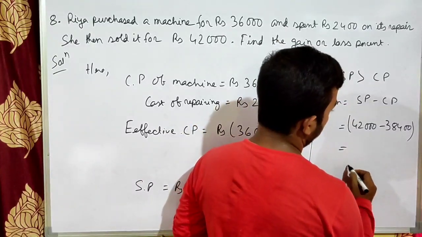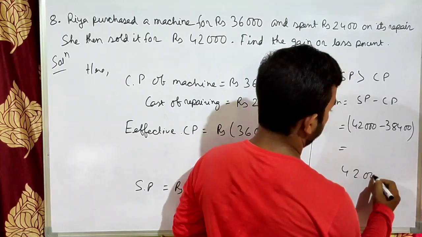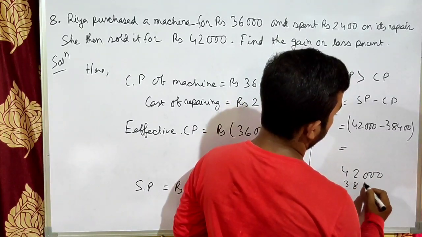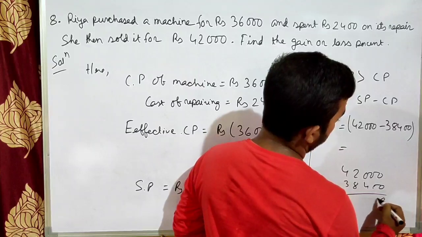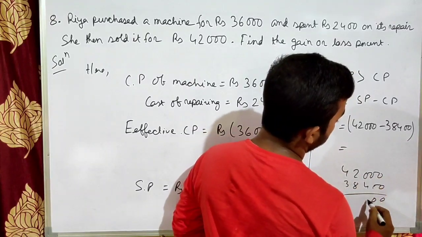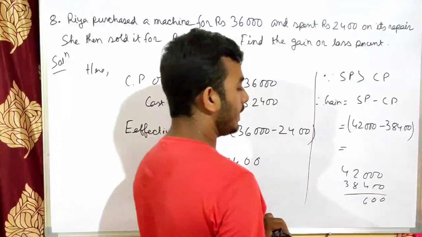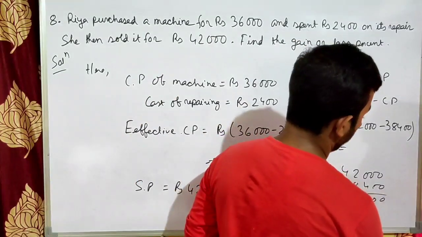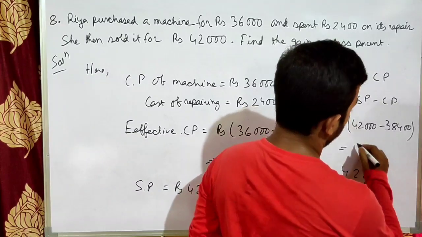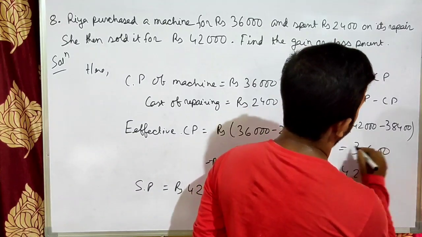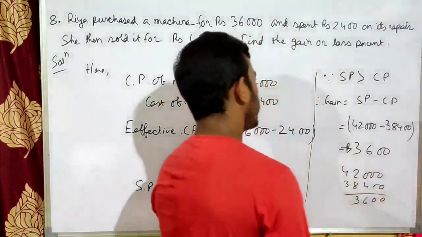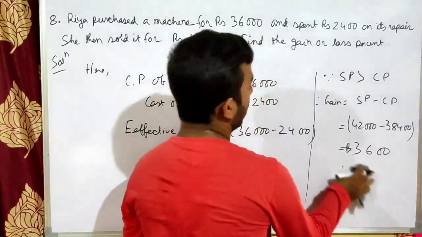So let's subtract 42,000 minus 38,400. 10 minus 4 is 6. Then 11 minus 4 is 7, and the rest gives 3. So it is 3,600. It is rupees 3,600. Now we have to find out the gain percent.